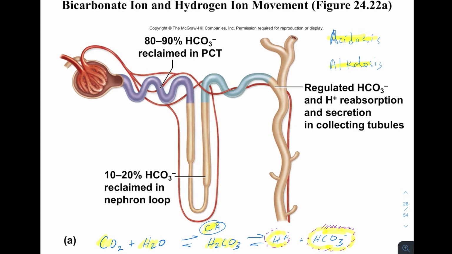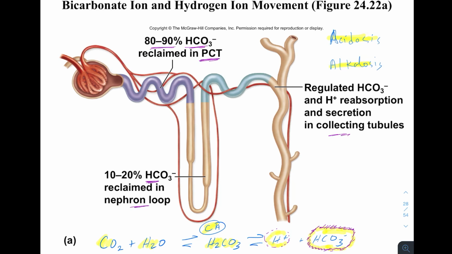We want to get rid of it. We want to excrete it. Unless, of course, we are becoming alkaline, then the opposite would take place. But the default is going to be to fix acidosis, where we really want to reabsorb that bicarb. And so notice that bicarb is going to get reabsorbed throughout the nephron. 80 to 90% of it gets reabsorbed in the proximal convoluted tubule, but you're also going to reabsorb it in the nephron loop and also in the distal convoluted tubule and in the collecting ducts.